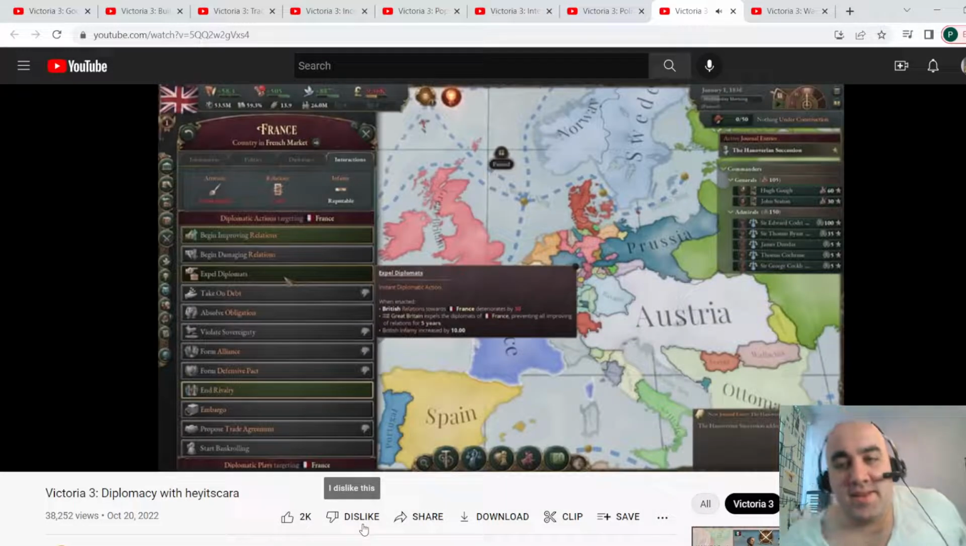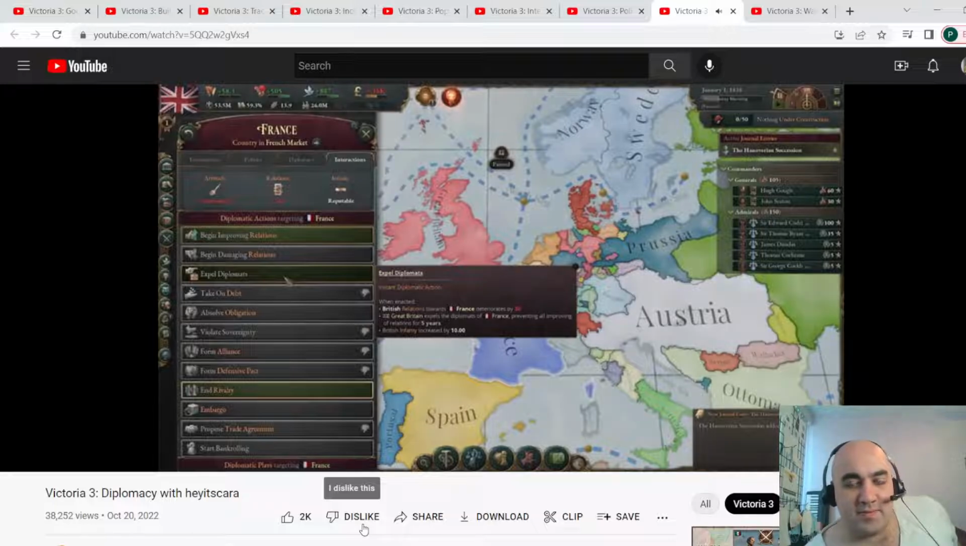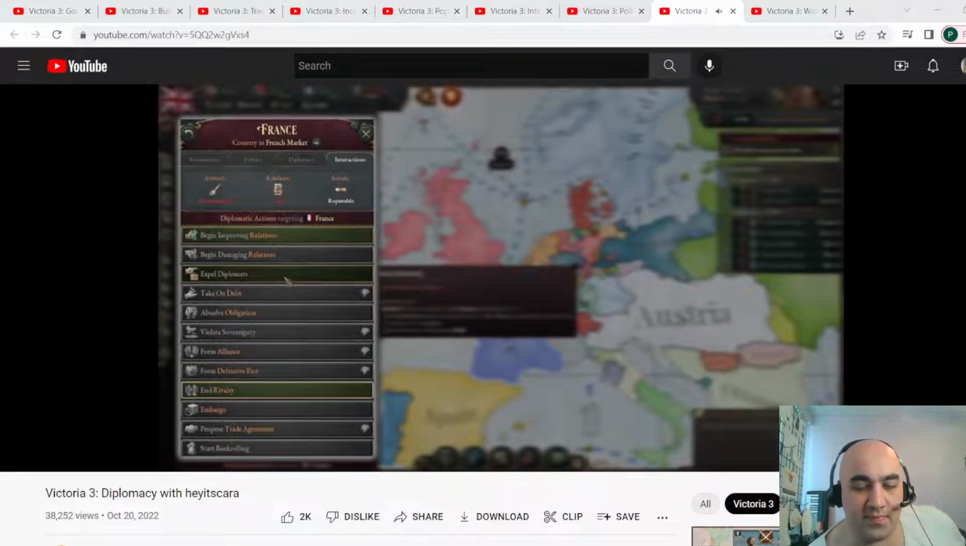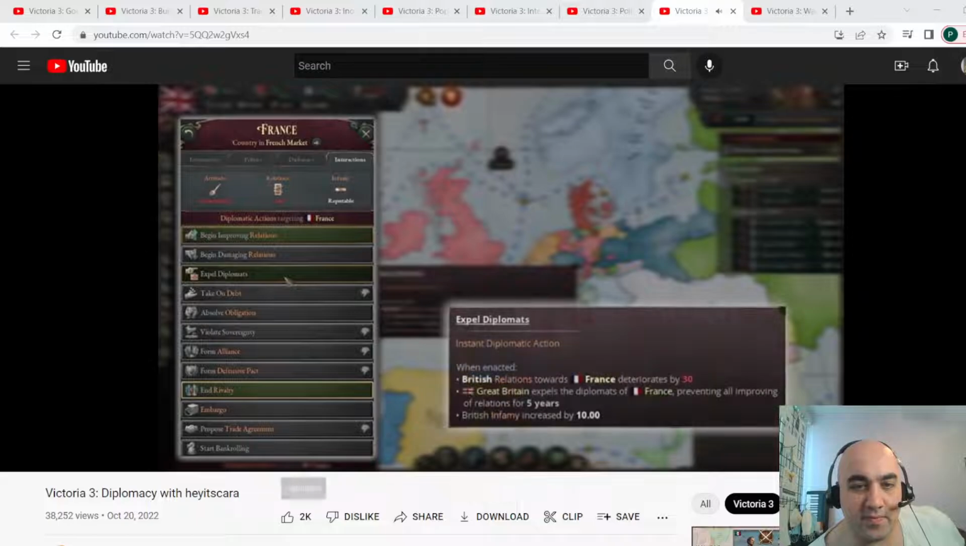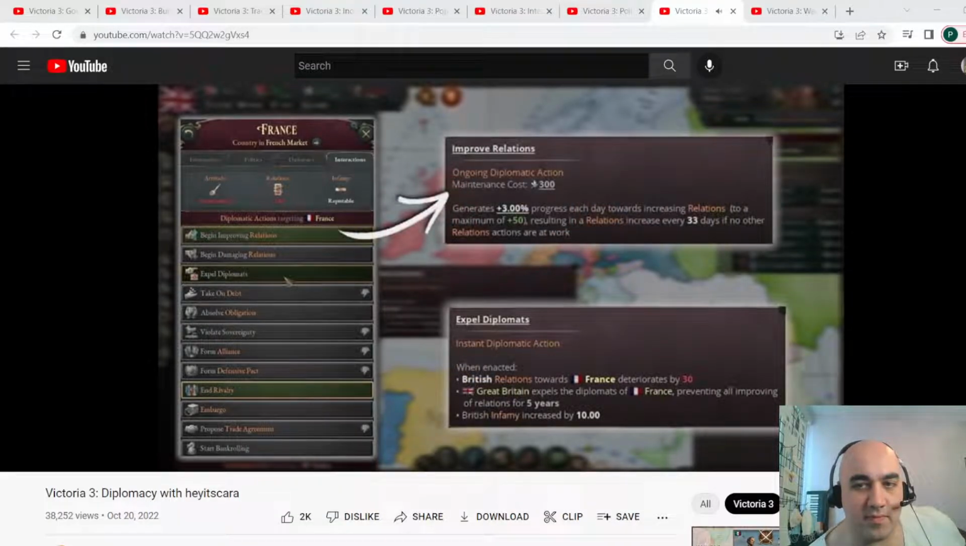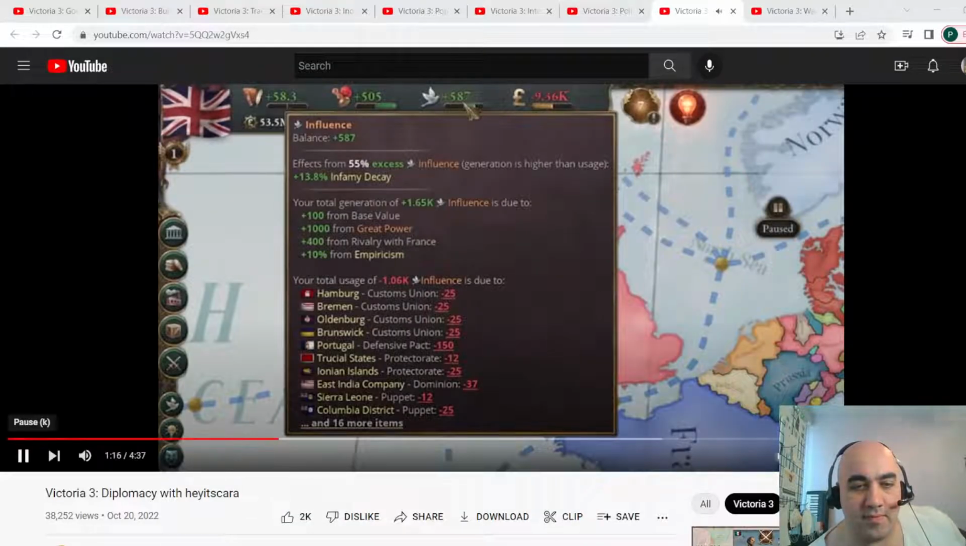If a country is in one of your interest regions, you can perform diplomatic actions with them. The diplomatic actions that are instant, like expelling diplomats, have no influence costs. However, continuous diplomatic actions, like improving relations, have an upkeep cost of influence as long as you keep performing them. Influence is a representation of your country's ability to engage in sustained diplomacy.